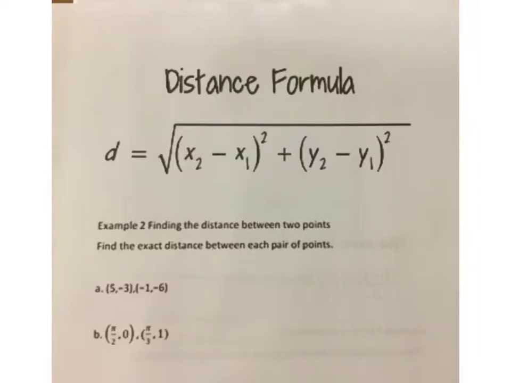Right here is the distance formula. So we've just seen where that comes from. Distance equals the square root of x2 minus x1 squared plus y2 minus y1 squared. Whether you know where it comes from or not, luckily you don't have to know that for Math 112. You just have to know how to use it. So let's use the distance formula here.